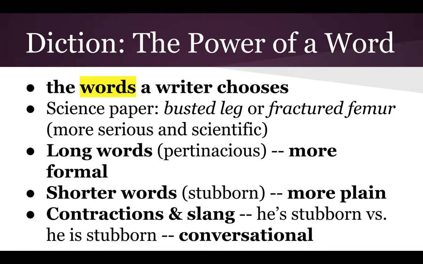So some authors like to use longer words, more formal words, right? Like pertinacious. That would indicate a more formal style of diction. Whereas other writers might like shorter words like stubborn, right? Stubborn and pertinacious pretty much mean the same thing, but depending upon your style, you would use a word differently. Hopefully, with all these words that we're learning on vocab.com, you guys are starting to develop a very formal style of diction in your writing, and some of you possibly in your speaking. And contractions and slang, that makes it more conversational. So diction is either going to be described as formal, plain, or more conversational.